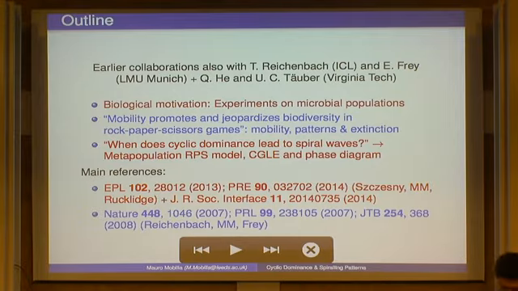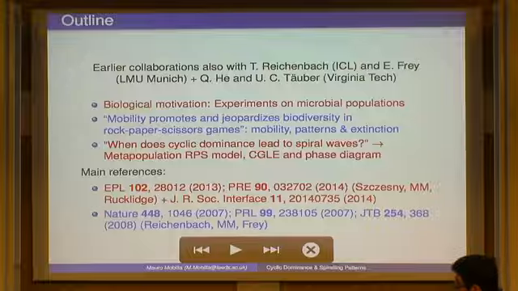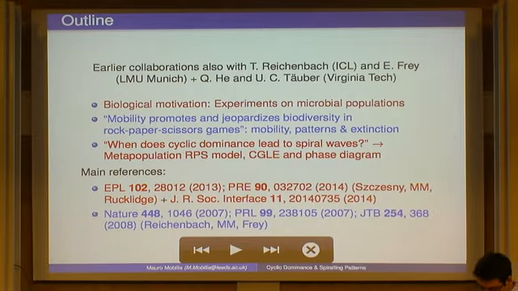And in the third part of the talk, I will tell you about some of this more recent work and a new approach on this type of models. With this new approach, we believe that we have put forward a method to characterize more carefully the patterns that are formed in this class of models. And basically, we try to answer this question: when does cyclic dominance lead to spiral waves?